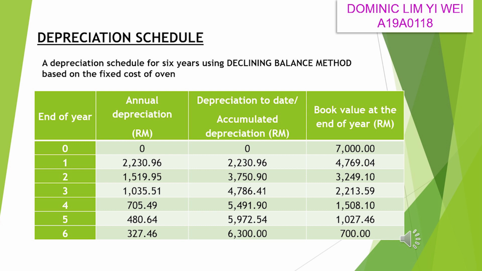This is a depreciation schedule for 6 years using the declining balance method based on the fixed cost of the oven. Now I will show you the calculation steps for every year end over the 6 years.